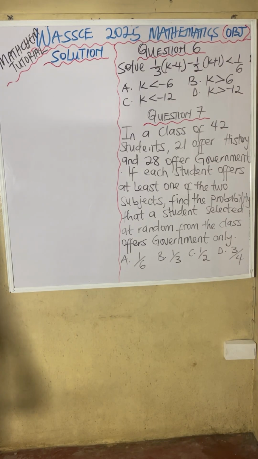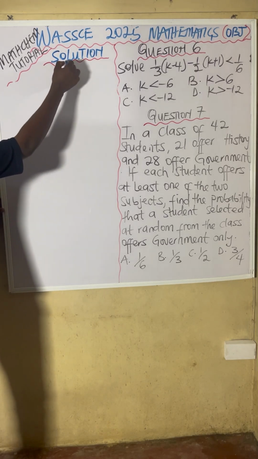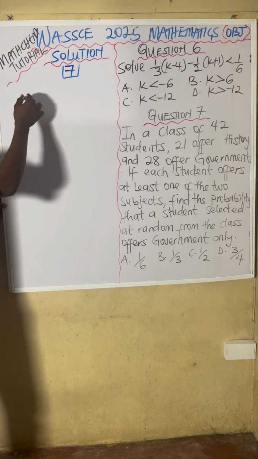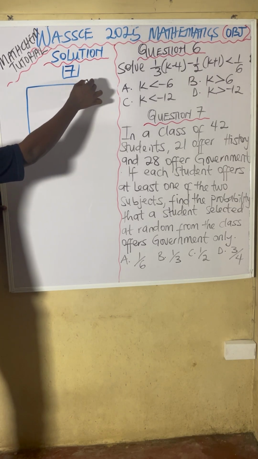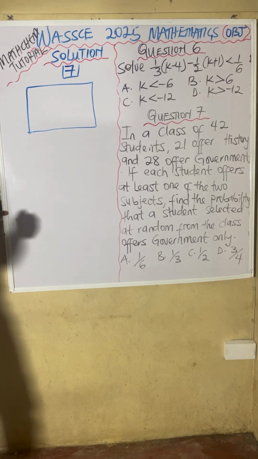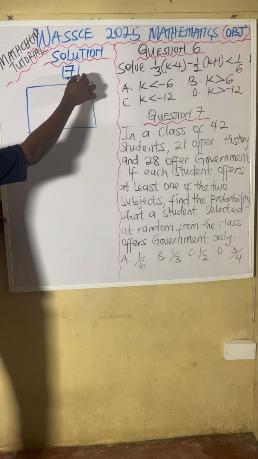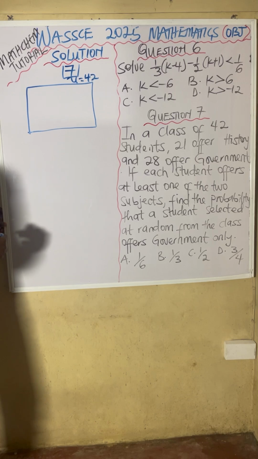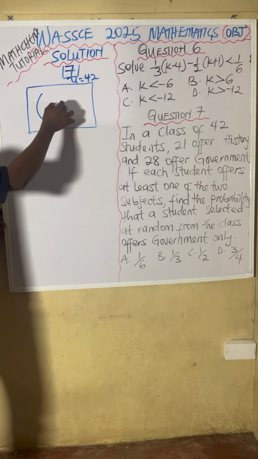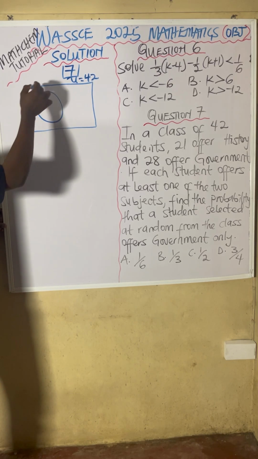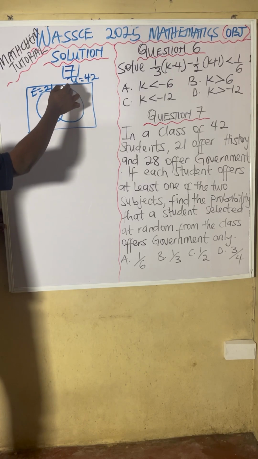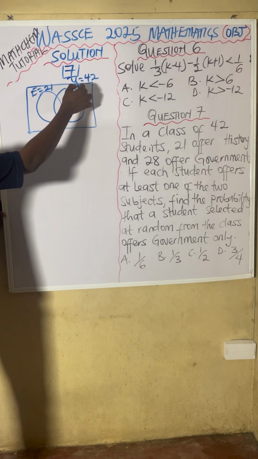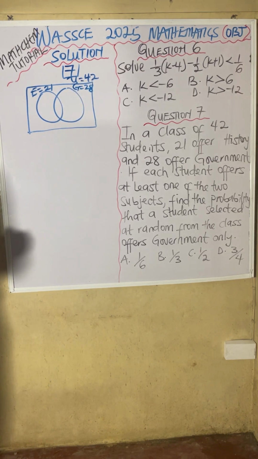For question 7, it says: in a class of 42 students, let me take this into a Venn diagram. So the total universal set is 42. They said 42 students, 21 offered history. So we have those that offered history. Let me put E here as 21. Then 28 offered government. I have my G here as 28 offered government.